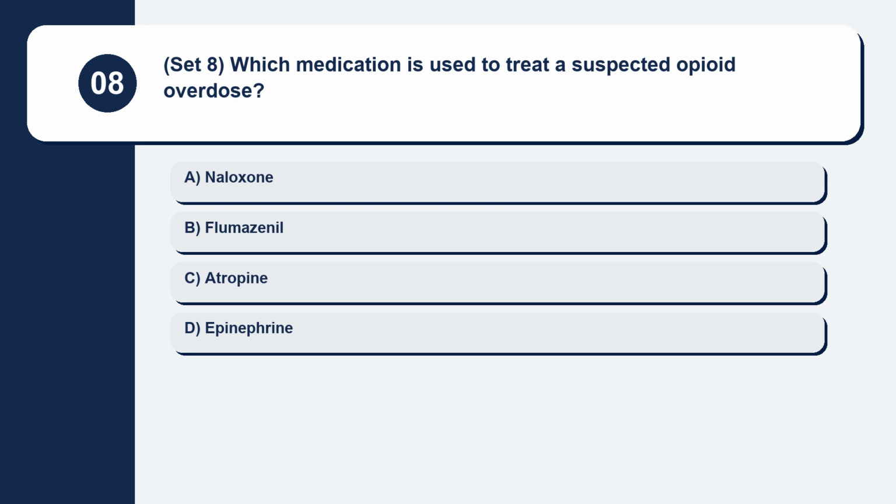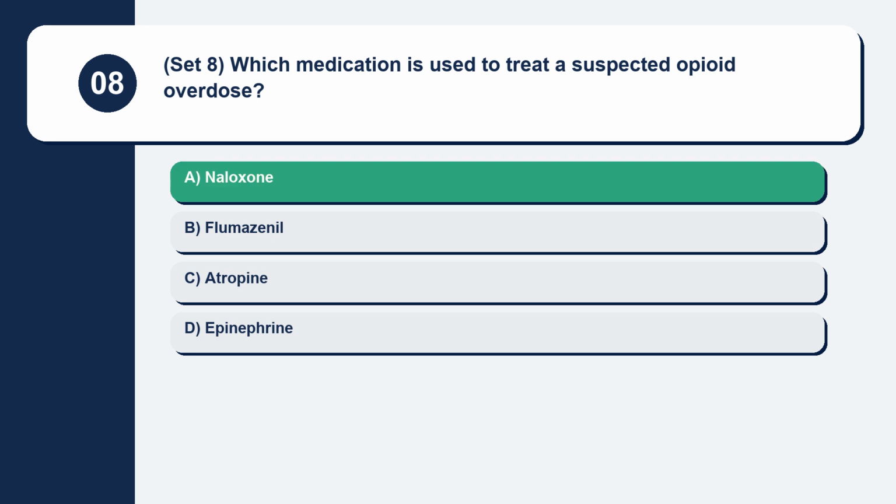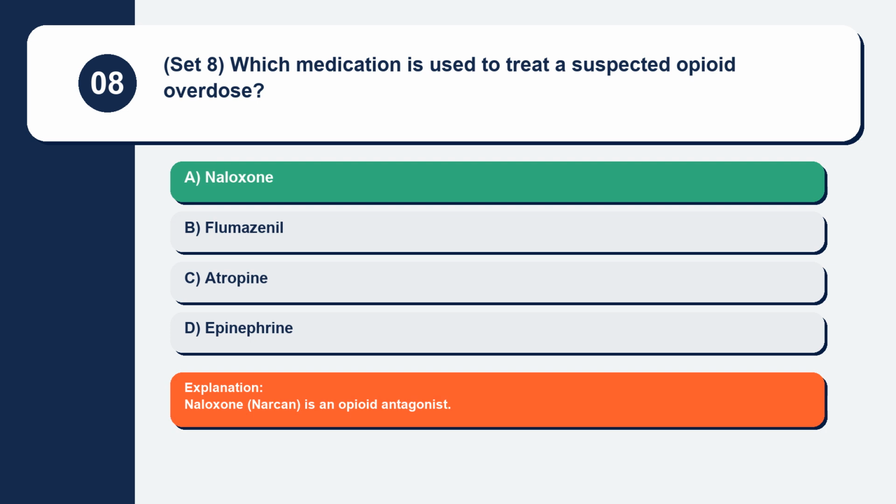Question 8, Set 8. Which medication is used to treat a suspected opioid overdose? Naloxone, flumazenil, atropine, epinephrine. Naloxone, Narcan, is an opioid antagonist.